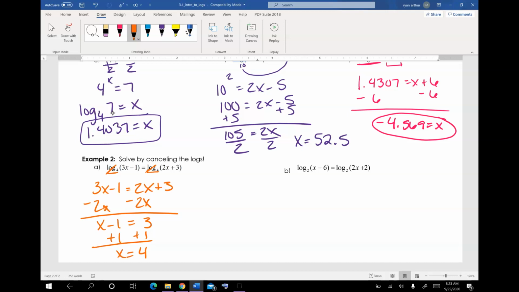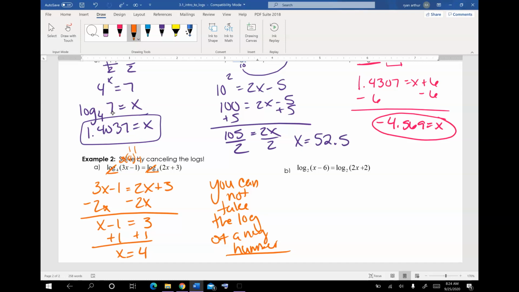Now, when you check your answers with this one, I want to talk about this. You cannot take the log of a negative number. So if I plugged this 4 back in, 3 times 4 minus 1, that's going to be 11. If that had been a negative 11, this would have been undefined, okay? You cannot take the log of a negative number. Okay? And if you check your work, your calculator or Desmos will probably say undefined. All right? So make sure you pay attention to that. Okay? So just check to see if it makes it negative.